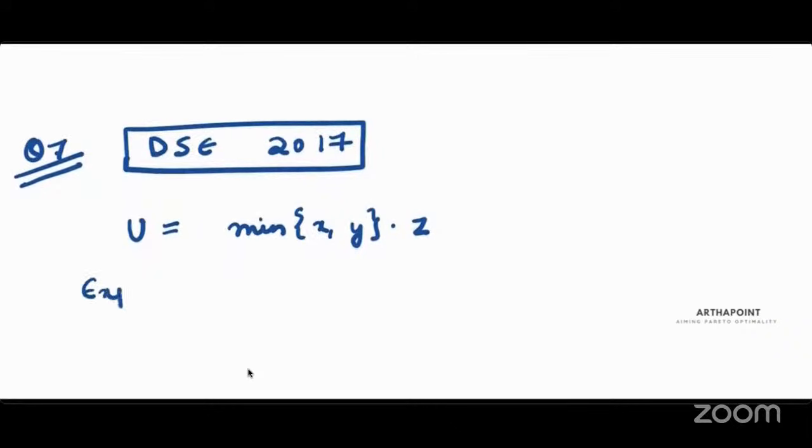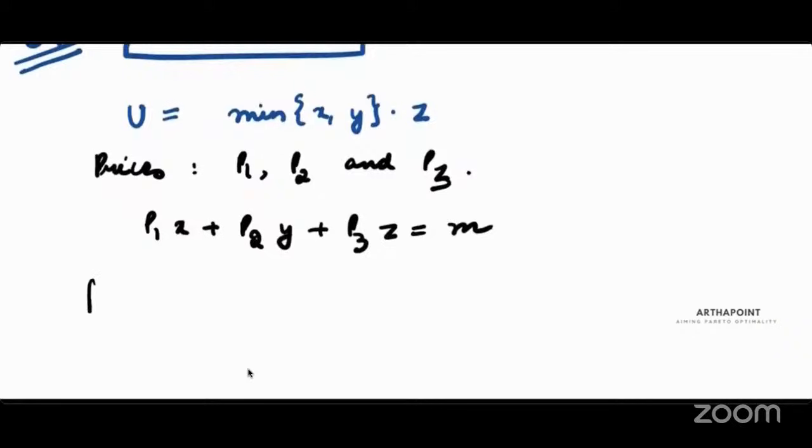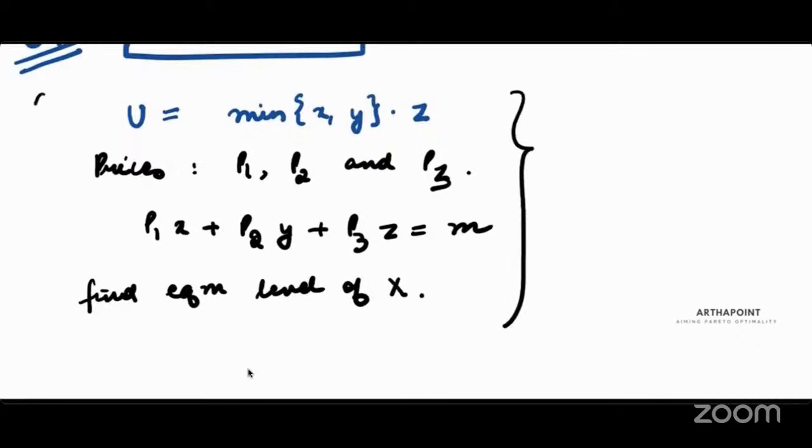And they said that the prices were P1, P2, and P3. And the budget line was simple, P1x plus P2y plus P3z equal to m. And it said, find the equilibrium level of, this is the question. And four options were given.